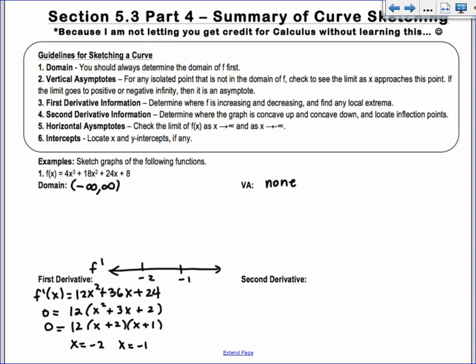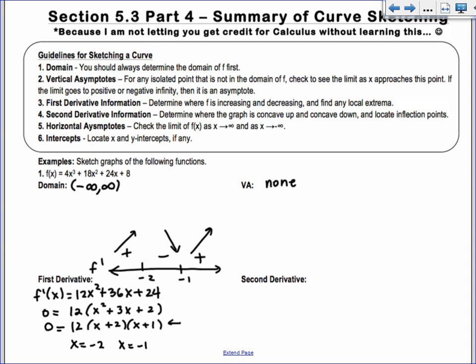I'm plugging them into the first derivative. So I'm plugging in things that are in each interval. So if I plug in -3 into my first derivative, I have 12 times a negative number times a negative number. I'm going to get a positive number. If I plug in -1.5, I get 12, a positive, a negative, so I get a negative. And then if I plug in 0, I get a positive, positive, positive, so I get that. So it means my function is going up, down, and up.